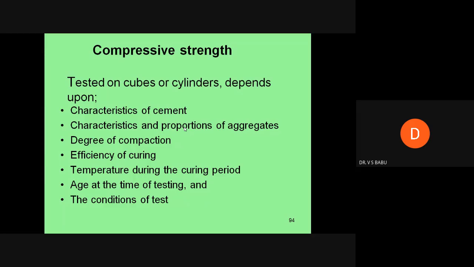And the age at the time of testing. Suppose you test at 7 days and at 28 days, which will give you more strength? Obviously, 28 days will give you more strength. The conditions of the test, that means the end conditions, what type of conditions you have applied, are also influencing factors.